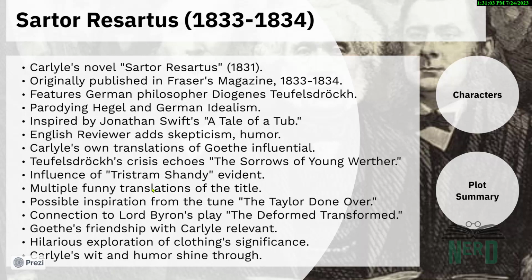And also Sartor Resartus gets translated in all sorts of funny ways, like The Tailor Retailored. Remember, The Tailor Retailored is there, and there are so many names also. The title could be The Tailor Retailored, The Tailor Repatched, Clothes Volume, edited, and so on. There's this old tune called The Tailor Done Over, and it might have inspired Carlyle's title. And Lord Byron's play The Deformed Transformed might have played a part too. So quite a lot of inspiration that you can see. And also Goethe was a fan of the play, and he was friends with Byron. Anyway, just leave it. This is all about Sartor Resartus's background.